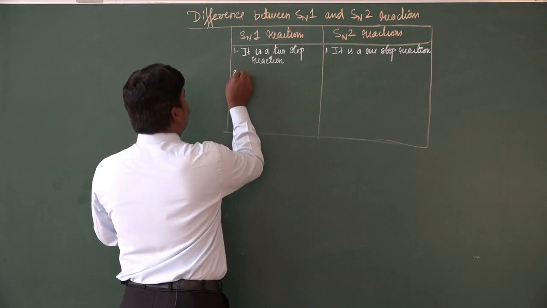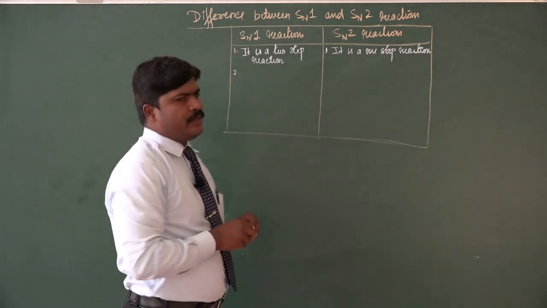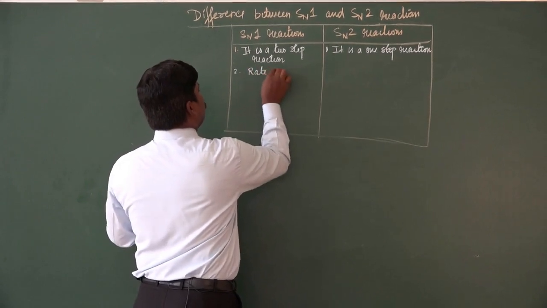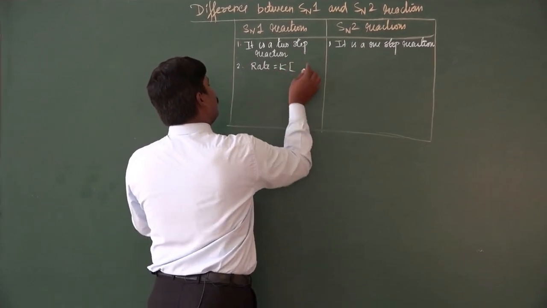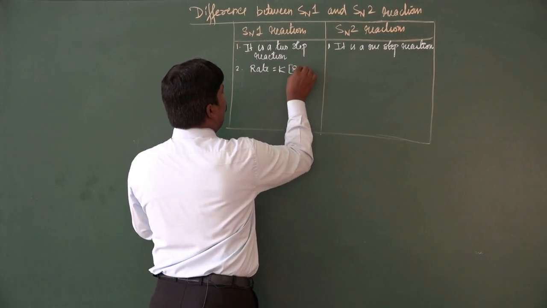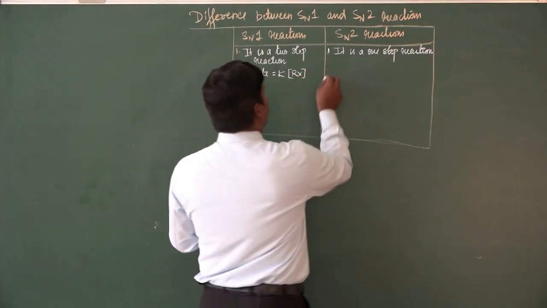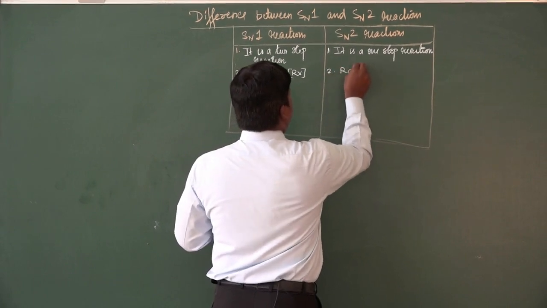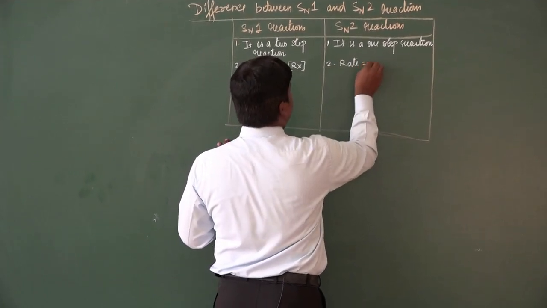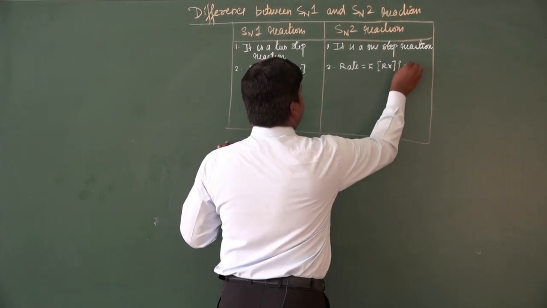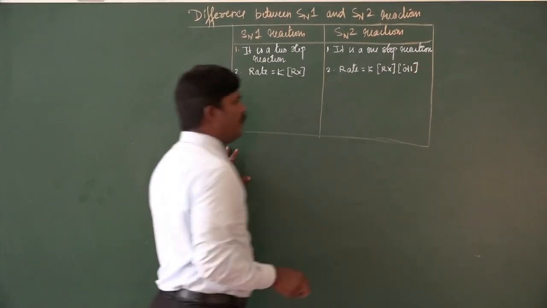Second, here we come across the difference in the rate of reaction. The rate of a reaction depends only on the haloalkane in SN1. What about SN2? The rate of reaction depends both on the haloalkane as well as the nucleophile, OH minus.